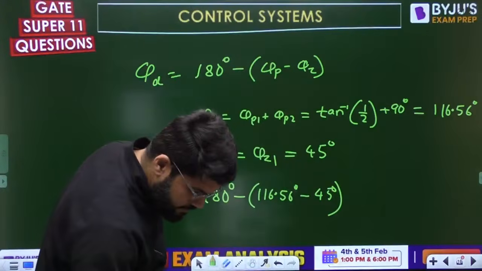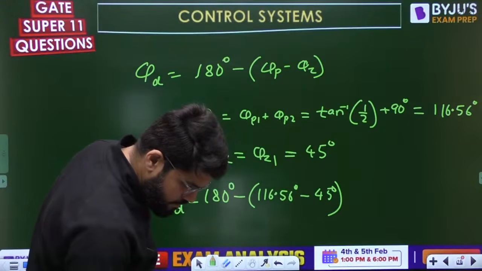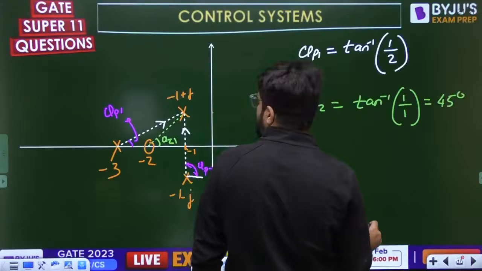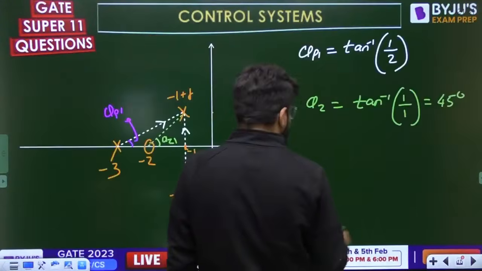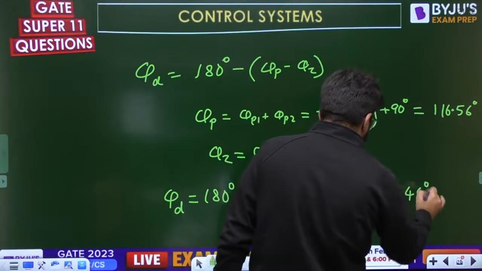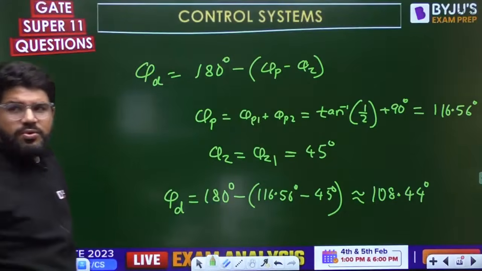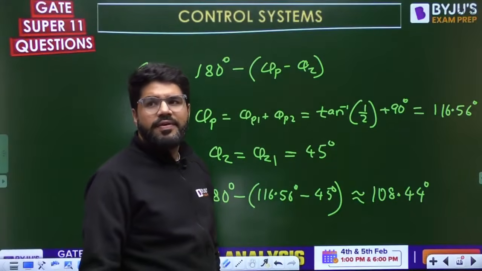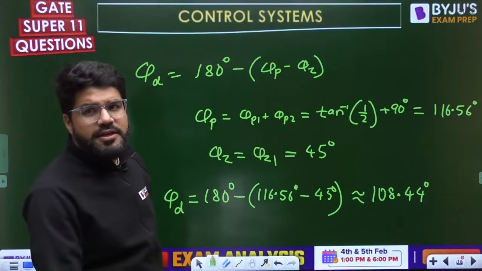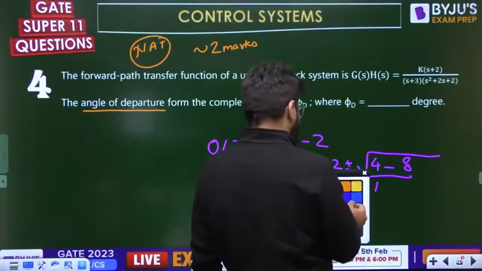Okay, so the option is 108.44 degrees. Yes, Surajit, correct answer, 108.44. Okay, Raghu, just recheck it once. 108.44, an angle of departure based question.